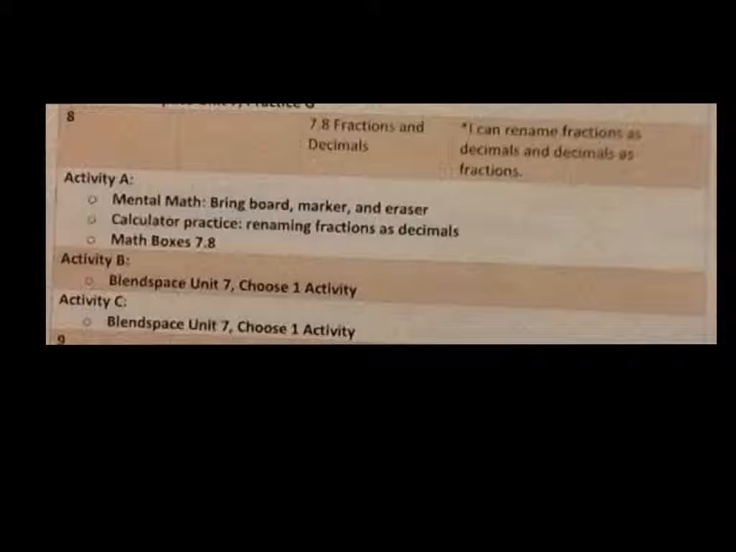Alright, for today's independent work, we already completed our mental math. We already completed calculator practice. And you should have completed math boxes in the morning, but if not, make sure you get those finished. With our extra time, we will be doing blend space. Choose an activity of your choice that will help you to better prepare yourself for the test that's coming up next week. Make it a great day.